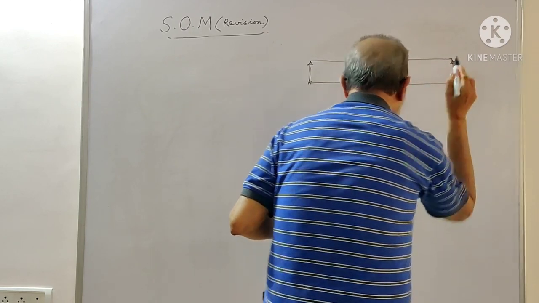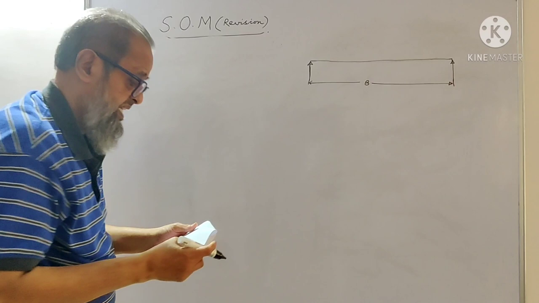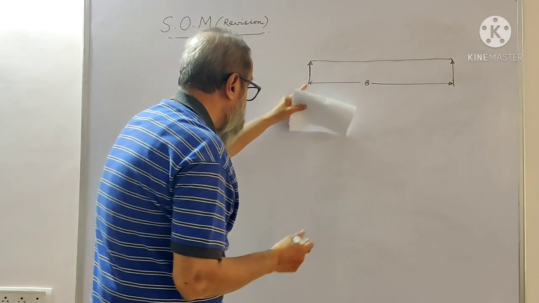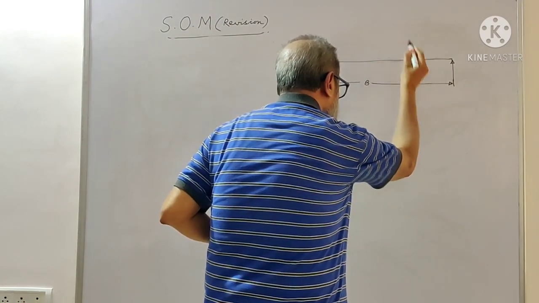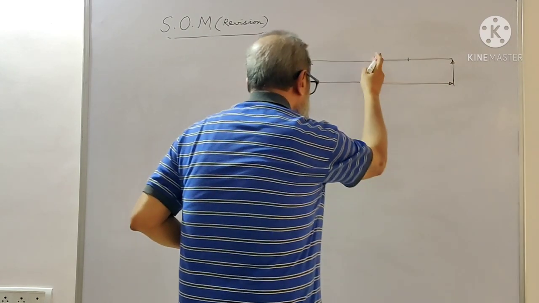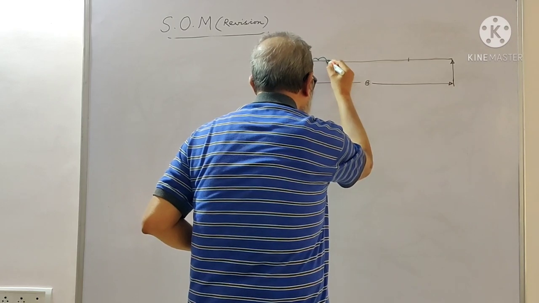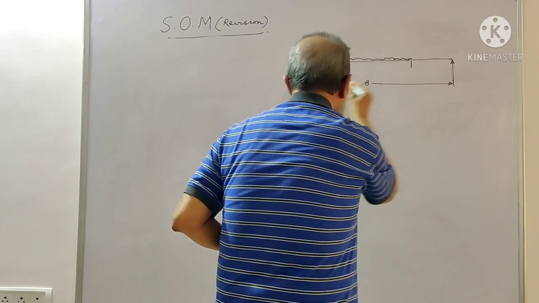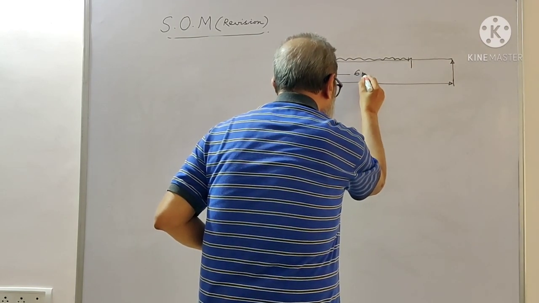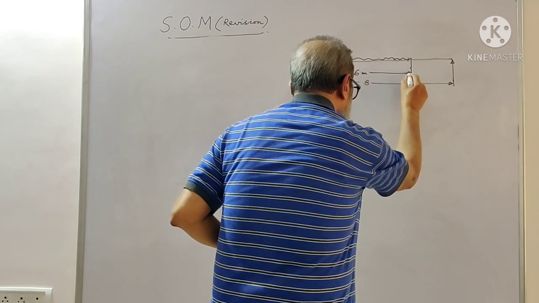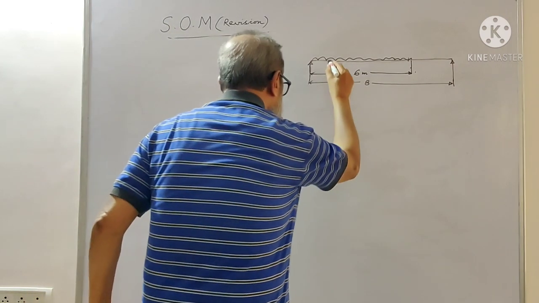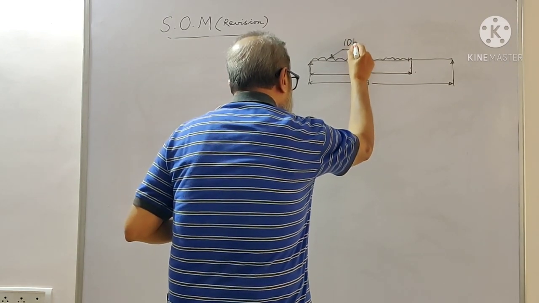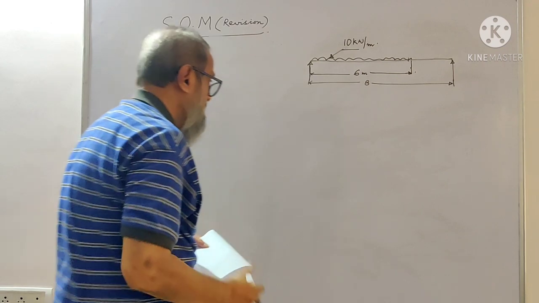There is only one load, a UDL of 10 kilonewton per meter for 6 meters from the left support. This is the left support, up to 6 meters, let us say this is 2 meters, 6 meters here. This is the UDL, from here to here it is 6 meters. There is no other load. The value of this UDL is 10 kilonewton per meter.